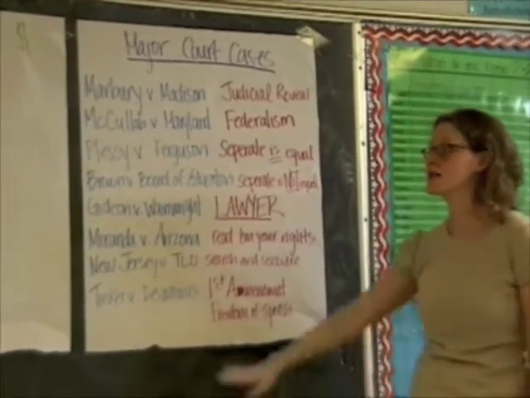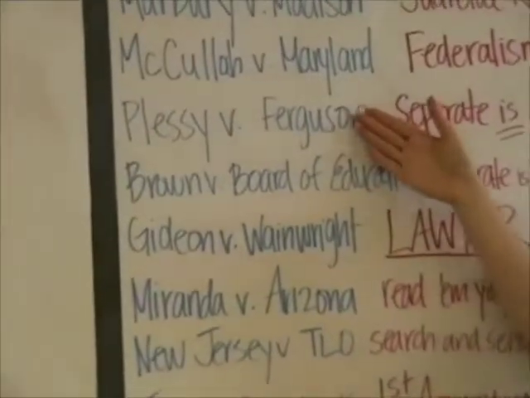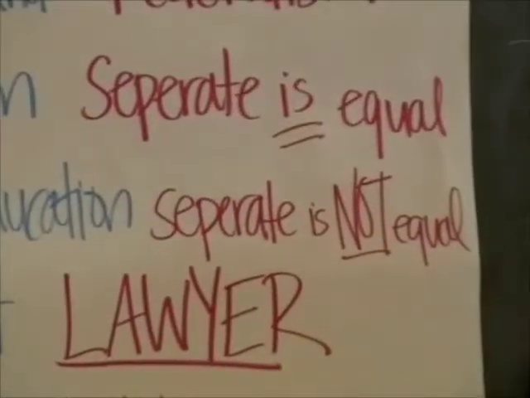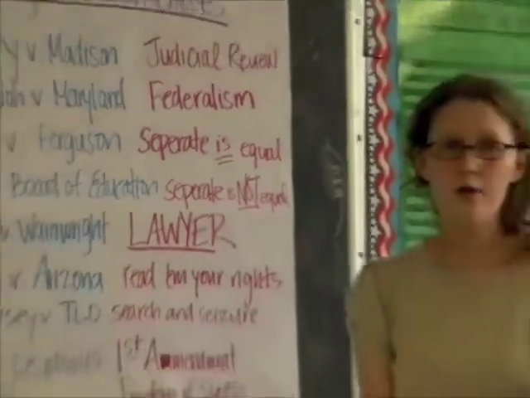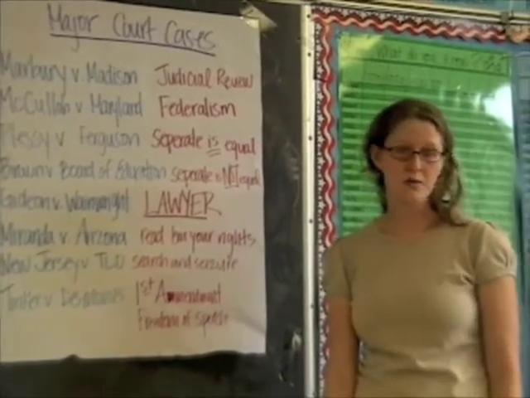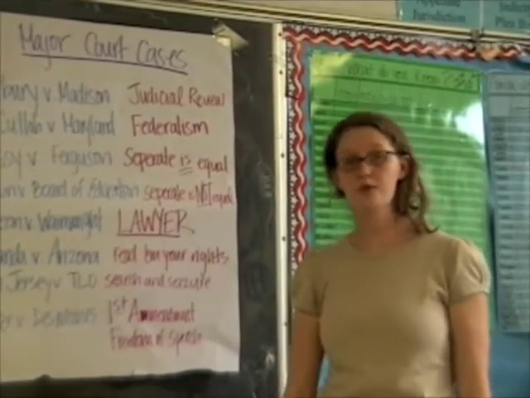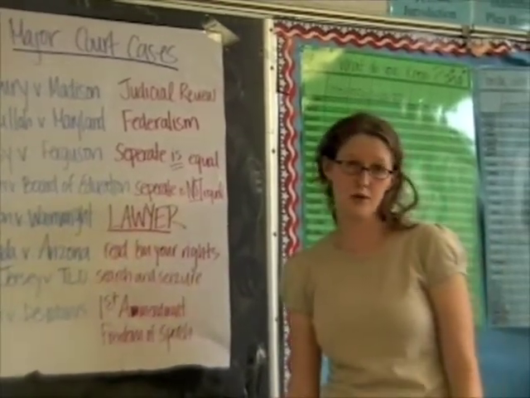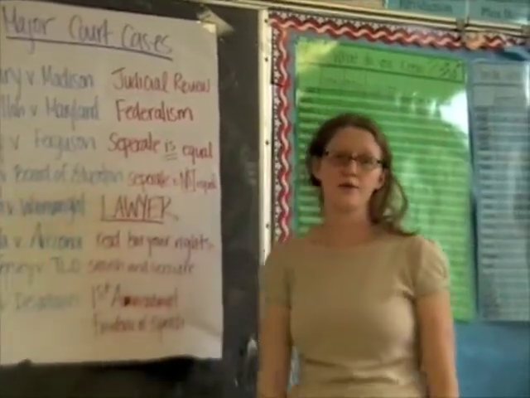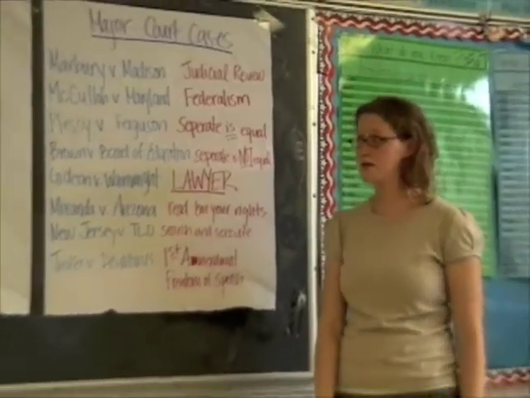Now, the next court case is Brown versus Board of Education. And this actually overturned Plessy versus Ferguson because the result was that separate is not equal. There was a little girl who was African American who wanted to go to the school that was closest to her house. However, it was a white school, so she had to go a long distance on a bus, and her parents were not happy with that. So her parents took the school system to court, and the court sided with the Browns, and so that started the end of segregation in the United States.